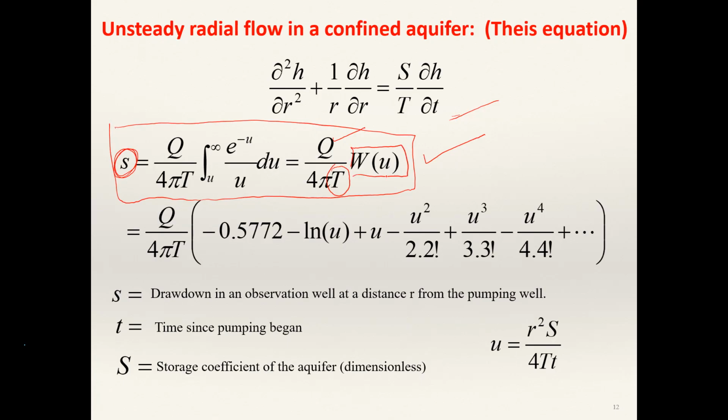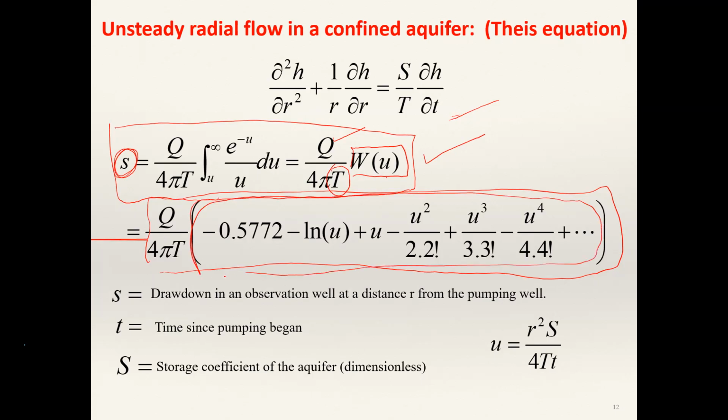This well function can be written like this. Sorry, this one, up to here, this one is the well function. All right. So this well function comes with a parameter that is called u.